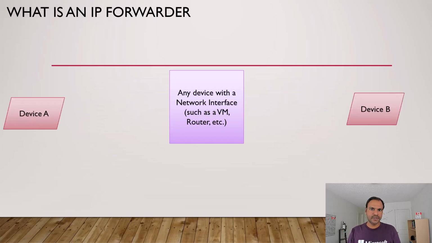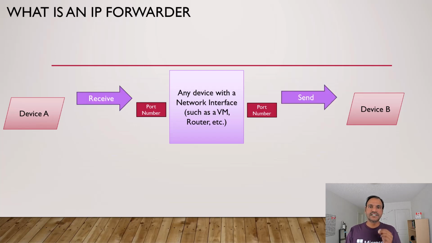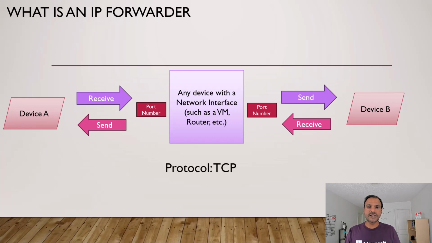Let's take an example. If device A wants to talk to device B, what this IP forwarder does is it receives the packet from device A on a given port number and sends those packets to device B on a given port number. In the same way, it receives the packets from device B on the given port number and sends it back to device A on the given port number. The protocol that it uses for sending and receiving these packets is called TCP.